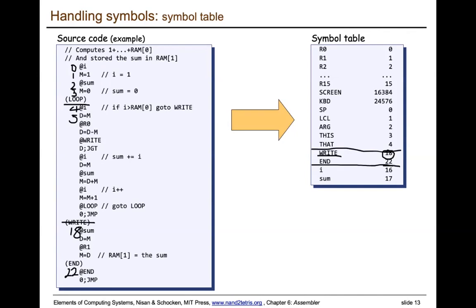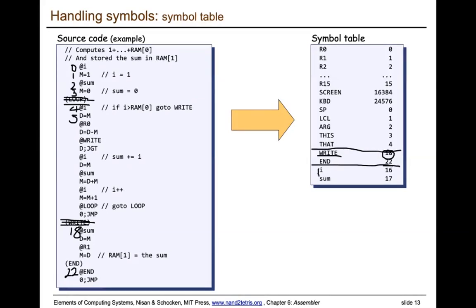Control symbols are quite easy. You just count which line comes after the symbol. The control symbol itself is not given a line number, so it is eliminated, but the first line number after the control symbol will be the number used here. So 18 for WRITE and 22 for AND.